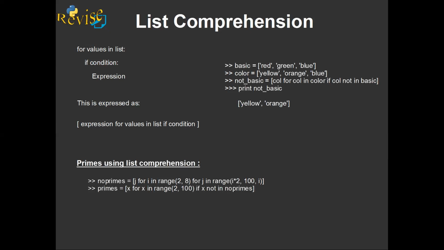Then we'll define a prime list. So we'll iterate over 2 to 100 and find out which numbers are not there in the no_prime list, and we will get our prime list as this. These are our prime numbers. List comprehension is a little bit tricky. You have to go over 2-3 examples to understand it. It needs a little practice.